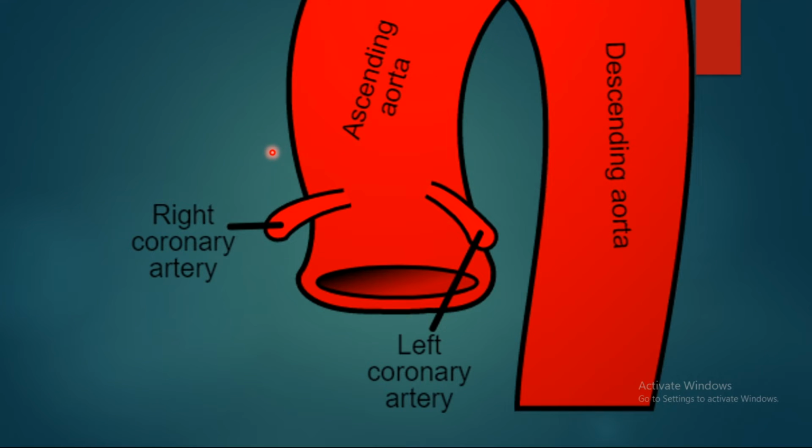Ascending aorta gives off two very important arteries, the left and right coronary arteries, and these arteries provide the arterial supply to the heart. These arteries actually spring out at the origin point of the ascending aorta. Here, where the aorta is originating, it is giving off the right coronary artery and left coronary artery. These are the blood supply of the heart.